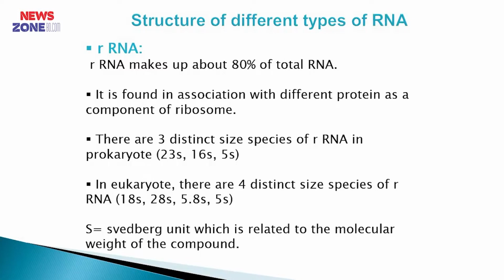Structure of different types of RNA. First of all, we are going for rRNA or ribosomal RNA. rRNA makes up about 80% of total RNA. It is found in association with different proteins as a component of ribosome. There are three distinct size species of rRNA in prokaryotes. These are 23S, 16S and 5S. In eukaryotes, there are four distinct size species of rRNA, that is 18S, 28S, 5.8S and 5S.